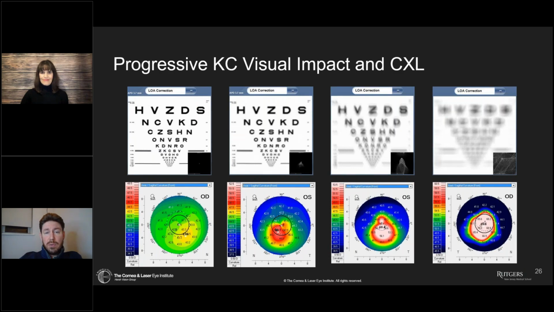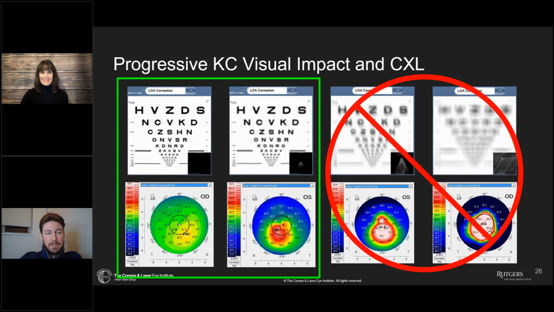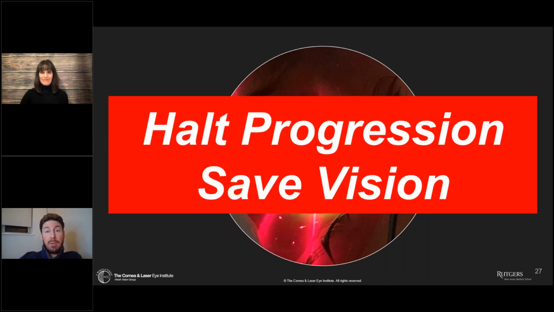So really what we want to do with keratoconus is we want to prevent it from getting really bad and try to keep individuals in the kind of mild to moderate stage. And that's where the impact of corneal collagen cross-linking comes in. So the cross-linking procedure really fundamentally changes the way that we manage keratoconus everywhere. And the purpose of this procedure is to halt the progression of the disease and freeze the disease in place so that we don't continue to lose vision. The idea here is halt progression and save vision.